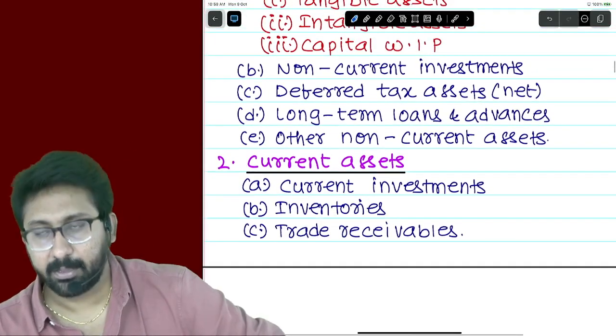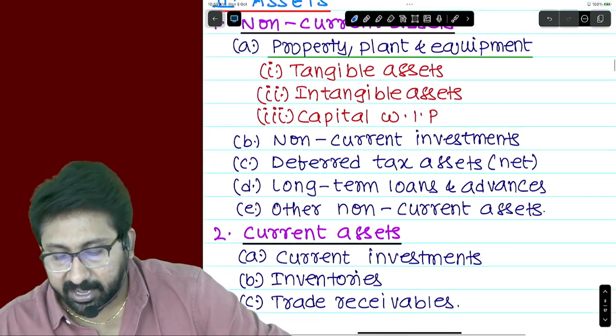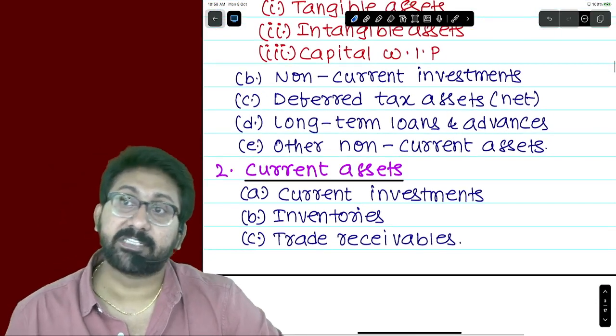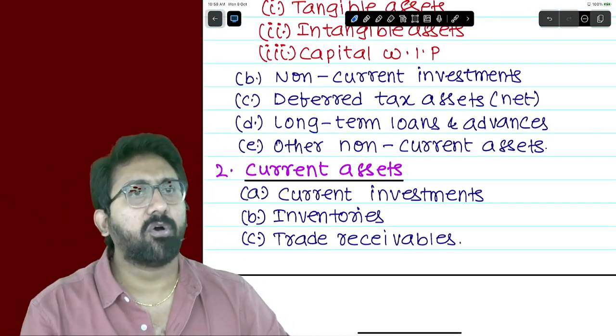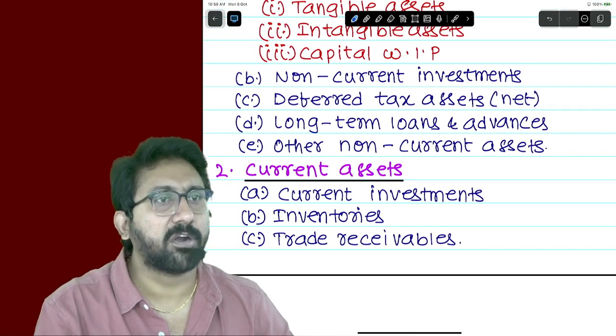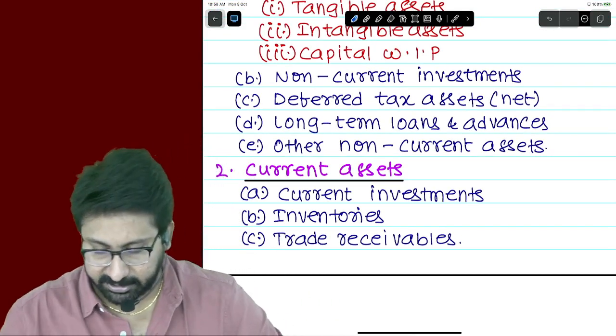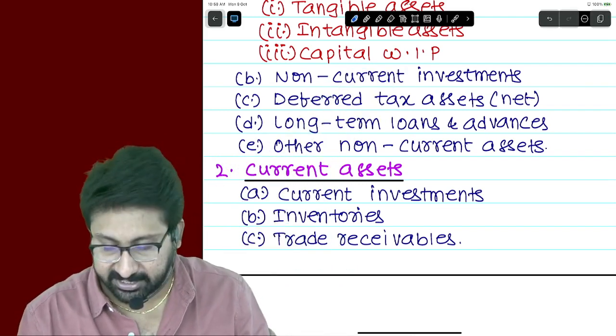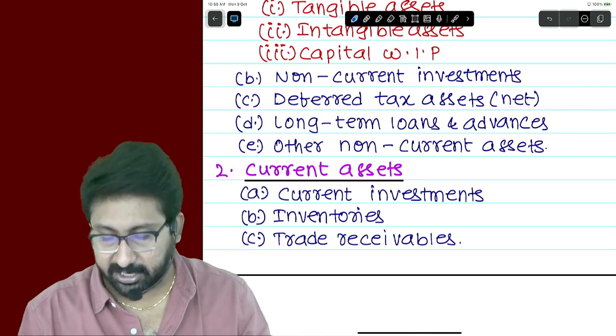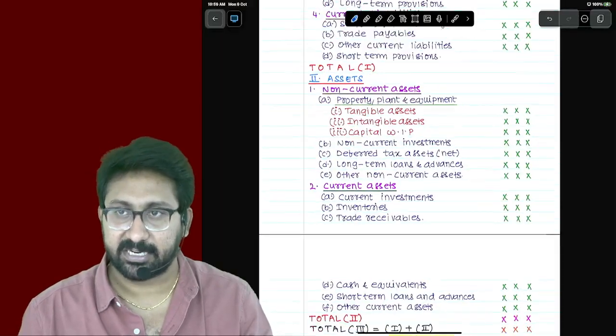Next one. Non-current investment. Can you please tell me what is current investment? Within 1 year. I want to hold the shares for 10 years. As what should I show? Non-current investment. Next one. Like deferred tax liability, here comes the deferred tax asset. Next one. Long-term loans and advances, other non-current assets.